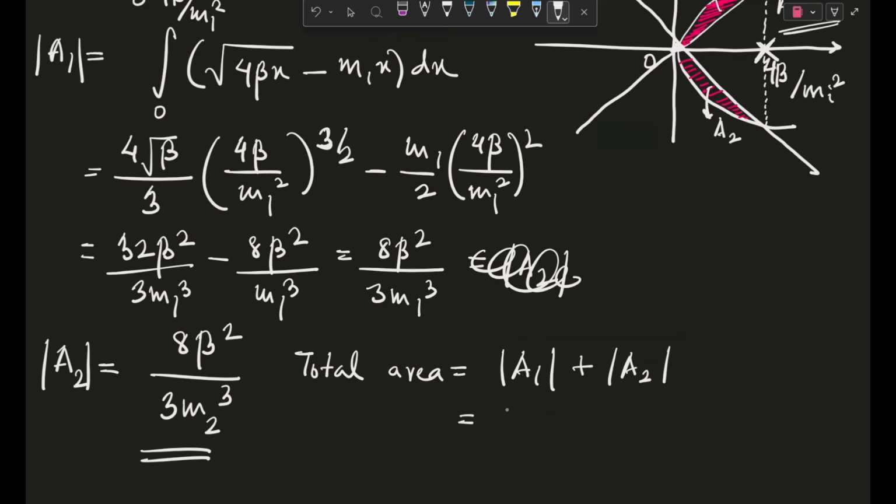So this thing will become 8β²/(3m₁³) plus 8β²/(3m₂³). Okay. So guys, after this there is a whole lot of calculation, because our m₁ and m₂ which we found in the beginning, we have to punch them into this equation.